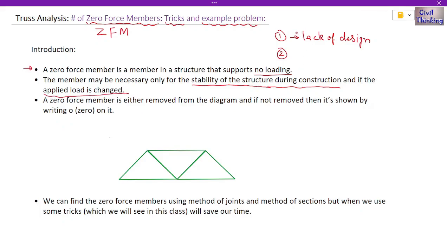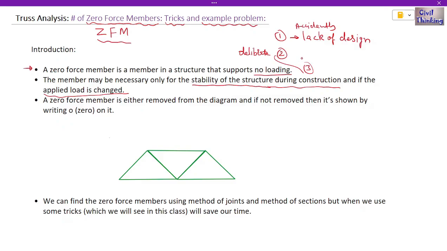Now this first one is not deliberate, right? It happens accidentally. Now number 2 and number 3, which I will talk about, are deliberate. Deliberate, I mean to say, we keep these zero force members in the truss. Why? Now what is the second reason?